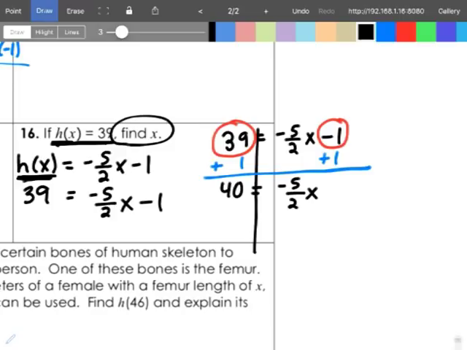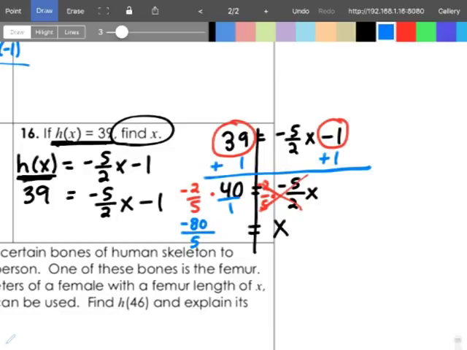Now, how do I get rid of a fraction? Whenever I see negative 5 over 2 multiplied to an x, like a fraction that's multiplied to an x, I can multiply it by the reciprocal, right? So what's the reciprocal of negative 5 over 2, or the flip of the fraction? Negative 2 over 5. So I'm going to multiply by negative 2 over 5 to both sides. That cancels. We have x left on this side. Now, to multiply fractions, I'm just going to put this over 1. Well, if I multiply across, what's negative 2 times 40? That's negative 80. 5 times 1 is 5.